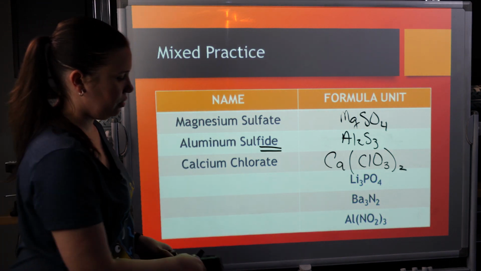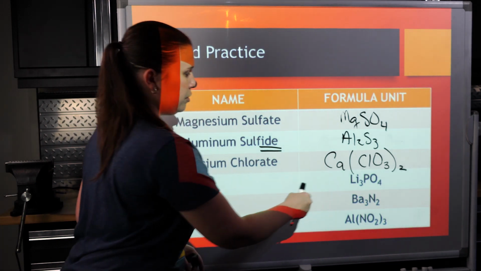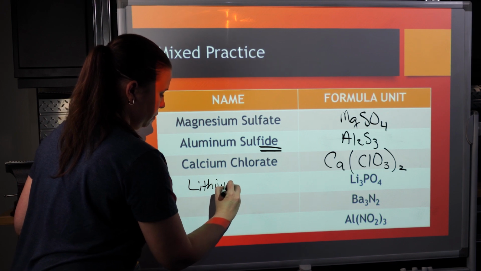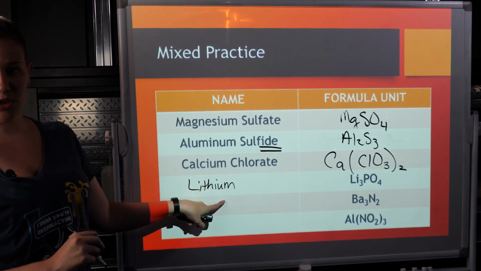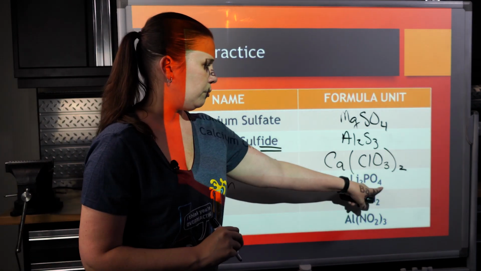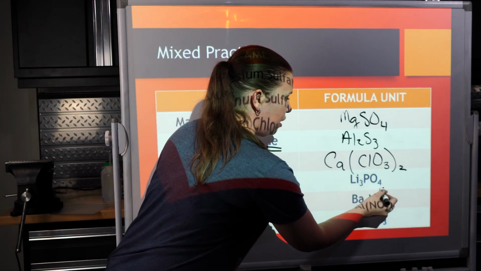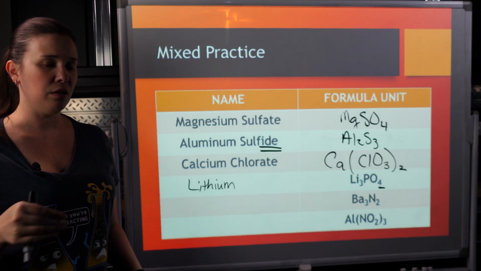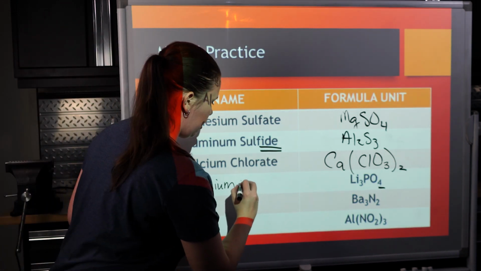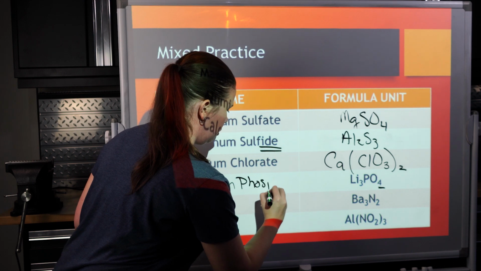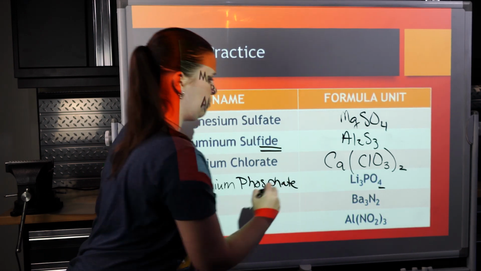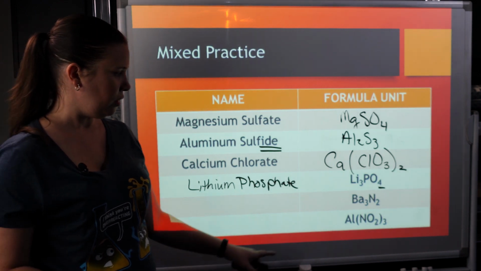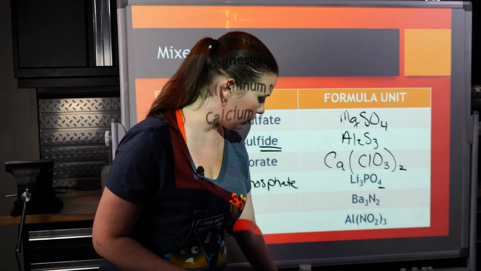Now let's go the other way. For lithium, the cation, I am just going to write out lithium. I'm not going to change the ending. And then for PO4, I've got to figure out if it was one of the things to know and love. Is phosphate PO4? And the answer is yes. So I'm just going to name this phosphate. So lithium phosphate, done.